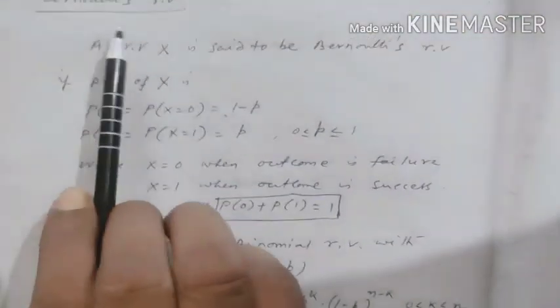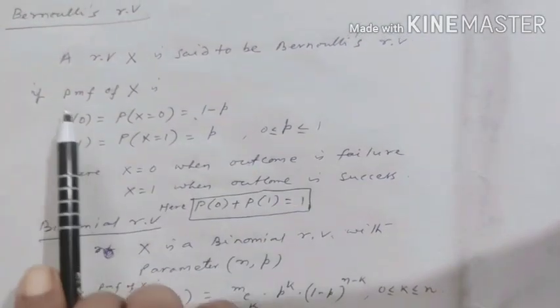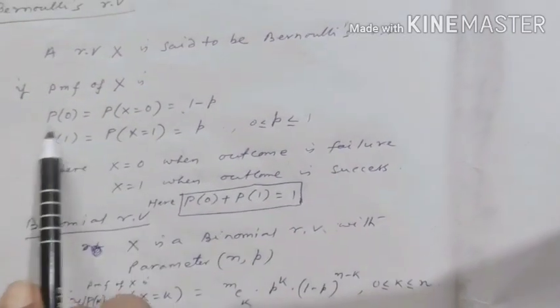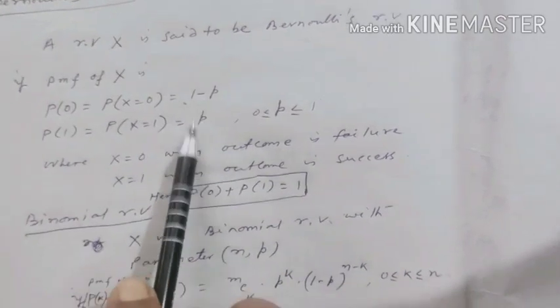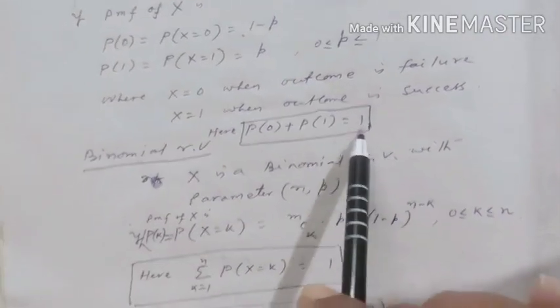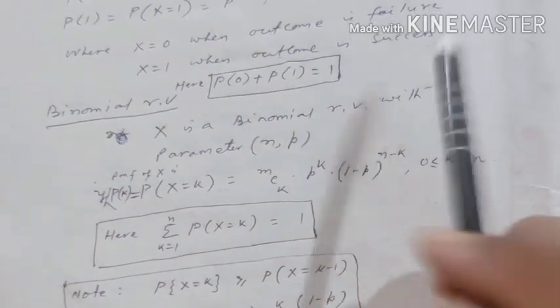We have to know about the Bernoulli random variable. A Bernoulli random variable means the probability mass function of X must be P of 0 equals 1 minus p, and P of 1 equals p. Then the total must be 1: 1 minus p plus p is equal to 1, so P of 0 plus P of 1 is equal to 1. Suppose X is equal to 0, we say the outcome is a failure. Then X is equal to 1 means the outcome is a success.